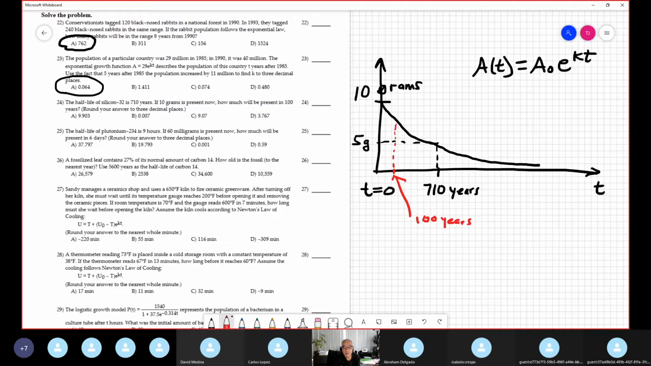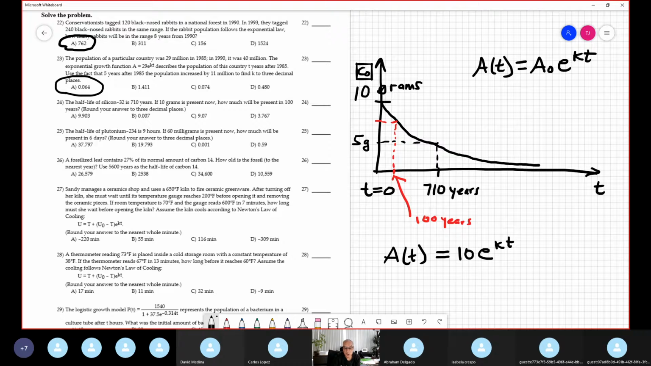How many grams? My common sense says the answer is between 5 and 10, no? I don't know. Maybe close to 10. I have no idea. I try. So now condition 0. Condition 0 is 10. Okay, entonces, the amount of substance at any time is equal to 10 exponential kt.